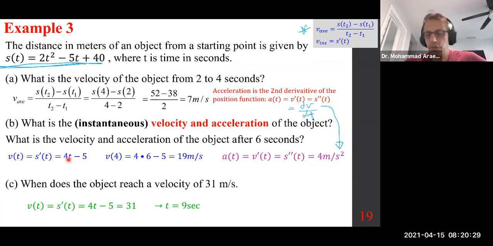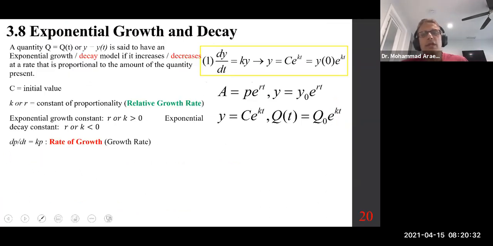I want to remind you of exponential growth and decay that we have seen in intermediate algebra. As far as the calculus is concerned, when dy dt is k times y, that means the rate of growth depends on the population. Then it follows this exponential format, and we've been through that. dy dt is ky or dp dt is kp. So A equals P e to the power of rt, y equals y sub 0 e to the power of rt, and so on and so forth.